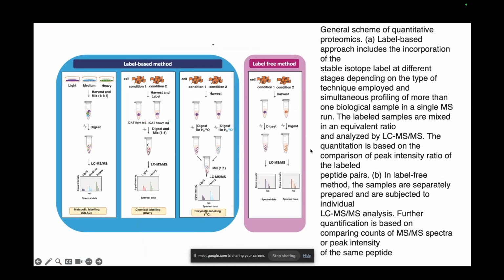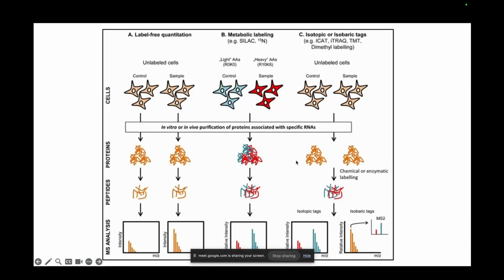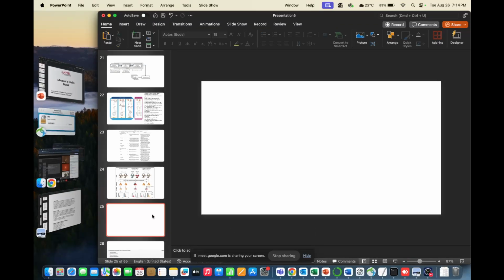procedure. So again, you have label-free quantification, where you do the MS analysis separately, and if you want to label, you do metabolic labeling, for example SILAC, or ICAT for your chemical labeling, and then you do the MS analysis. So that's all in terms of the content of this week's lecture.